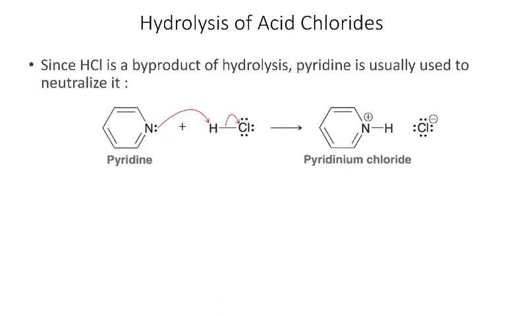All right, you may have noticed on the last slide, when we reacted with water, we also had pyridine as a reagent. The reason we have the pyridine is that HCl is a byproduct, and so to neutralize it, we include the pyridine, which is a weak base, to neutralize the strong acid that we would be producing otherwise.